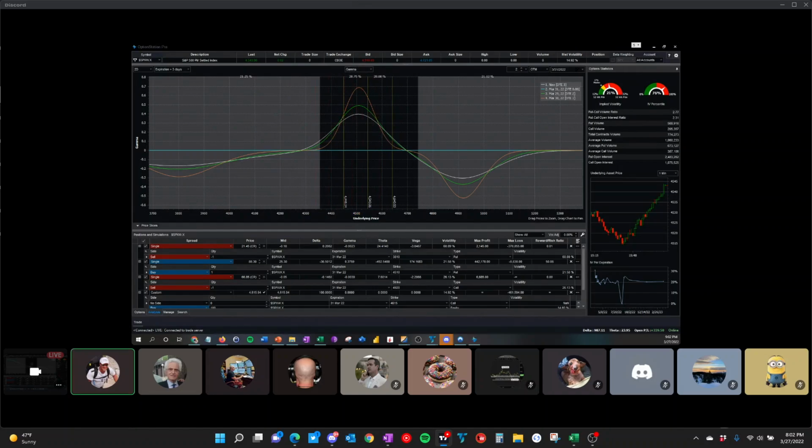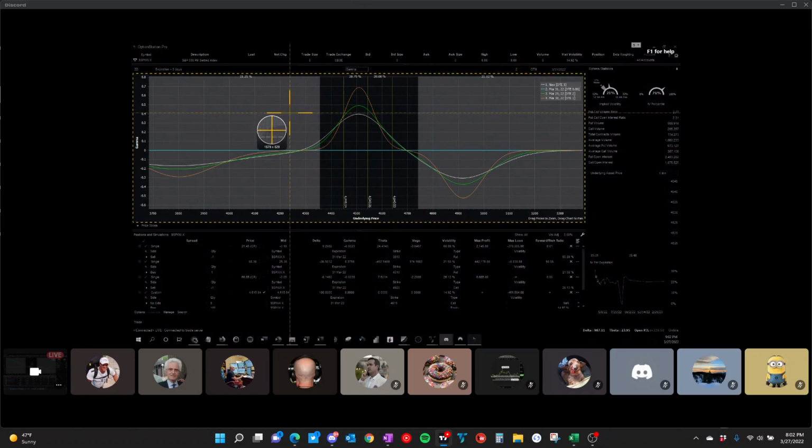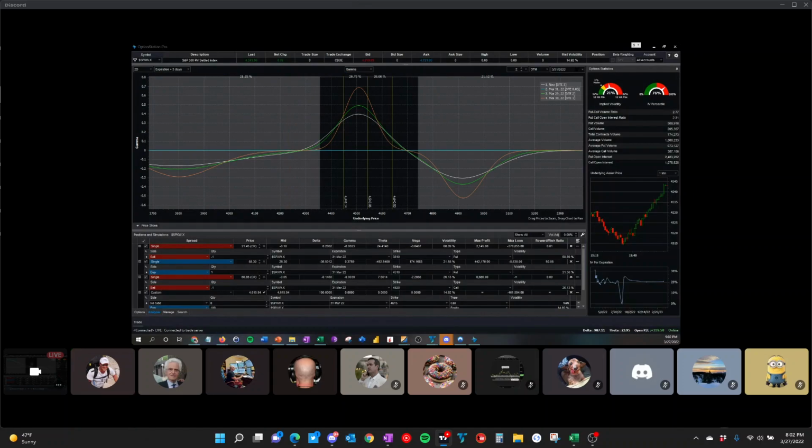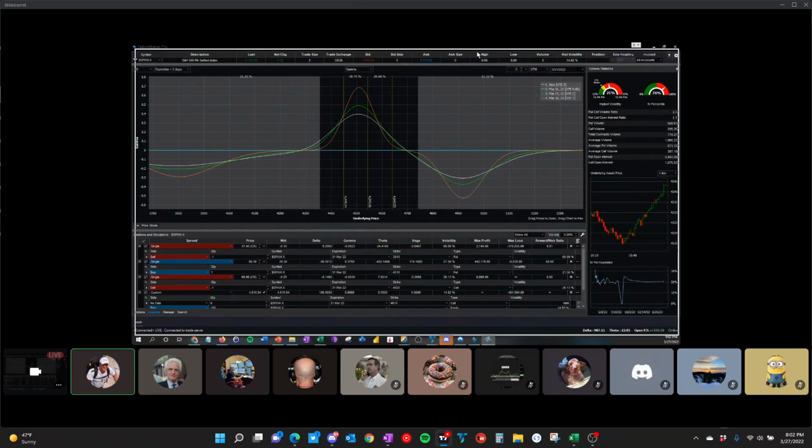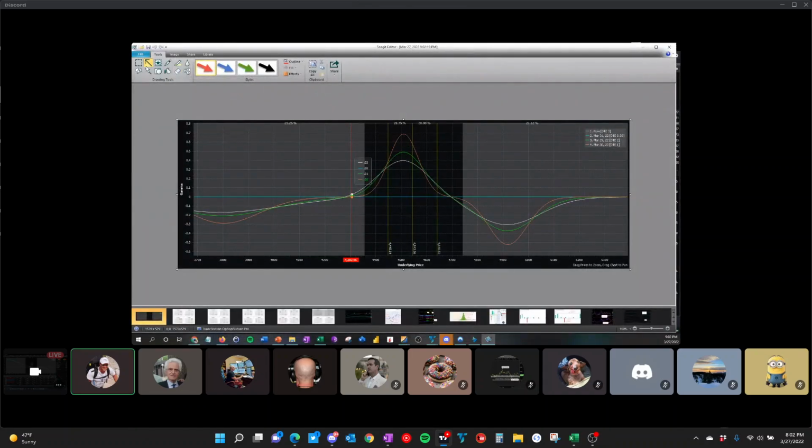Here, let me do this. Just do it this way. It's a little easier to draw. If I were to take a line and just draw it across here, right, you can imagine that this slope is 0.